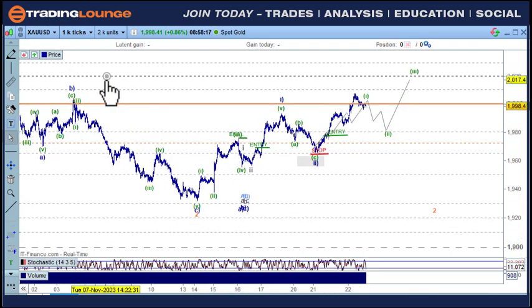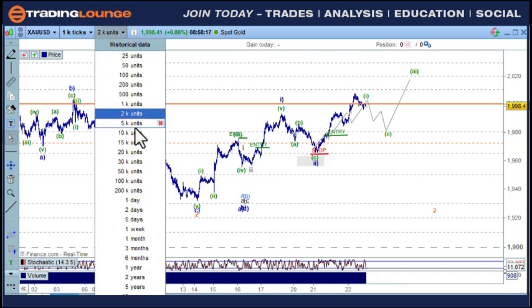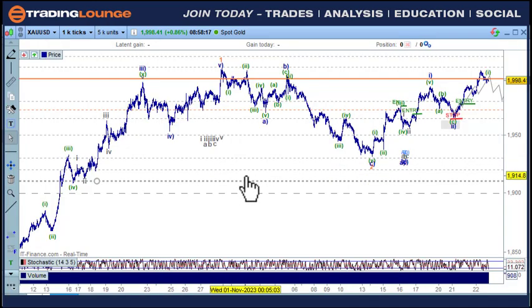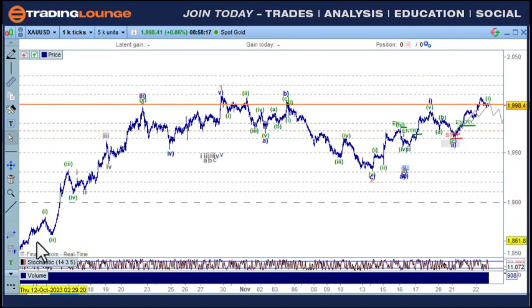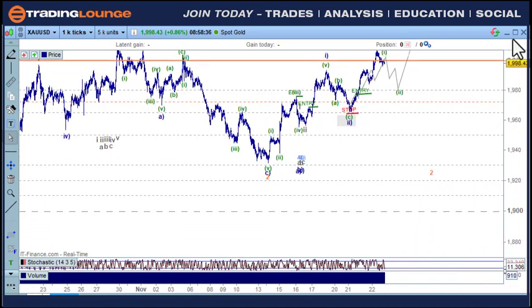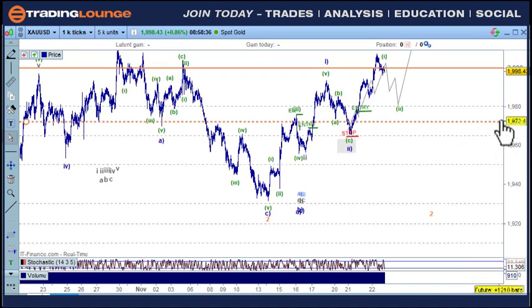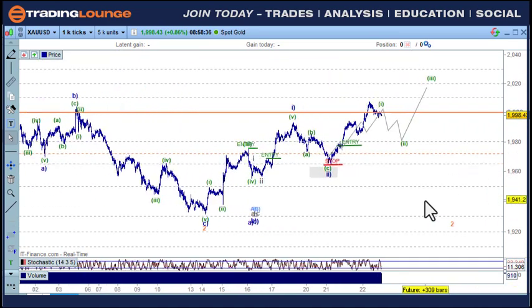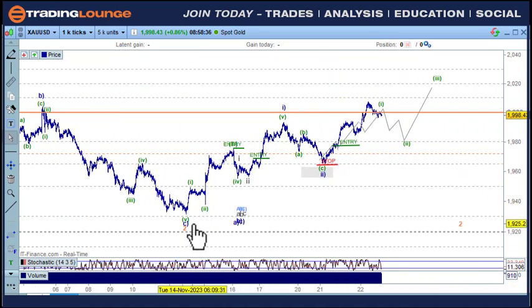I should go back a bit. I won't go into the bigger picture, the weekly and the daily and all that, but in a nutshell here, we've been working wave 1 up to here and then an ABC for wave 2. Right, and we've traded that. We've been in and out.